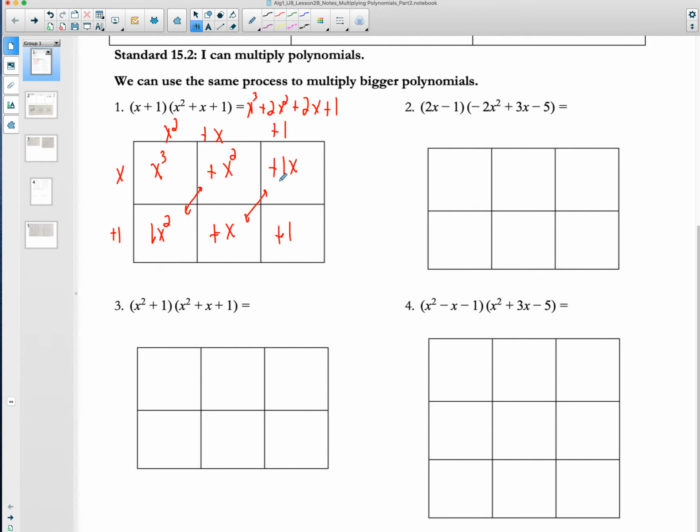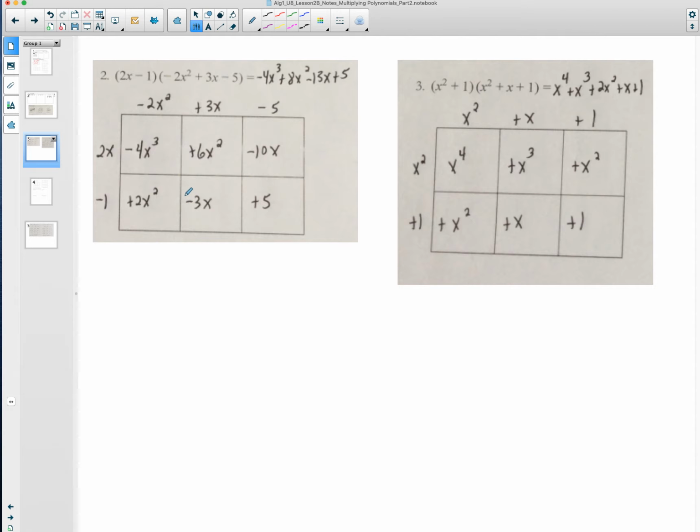All right, so once again, hopefully you have finished examples 2 and 3. And so once again, just like I did before, I'm going to click over to the answers here just to save time so you don't have to watch me write everything. All right, and so once again, if you notice, I wrote everything in descending terms of x over the top here. All right, everything in descending powers of x here. Negative 4x cubed is your first product. 6x squared, negative 10x. Then a positive 2x squared, a negative 3x, and a positive 5.